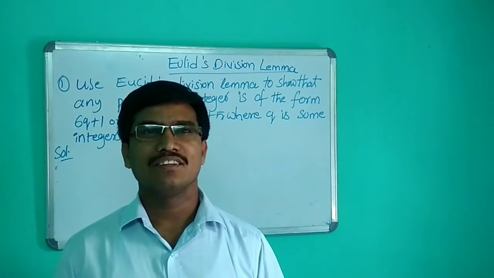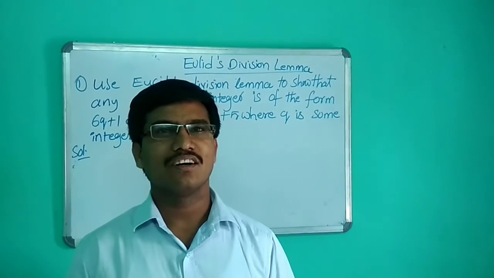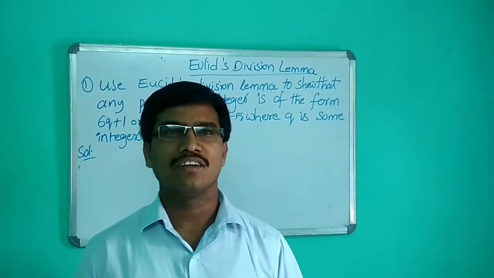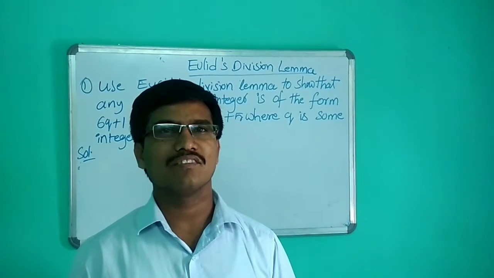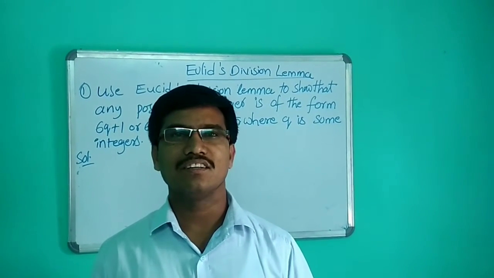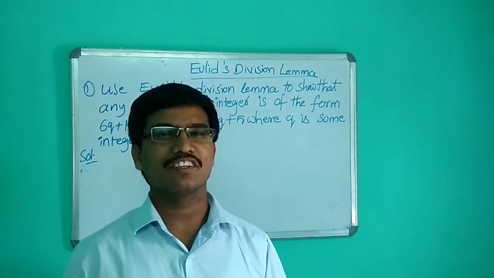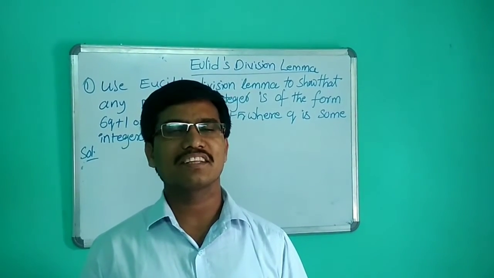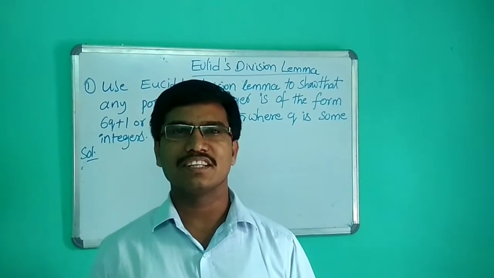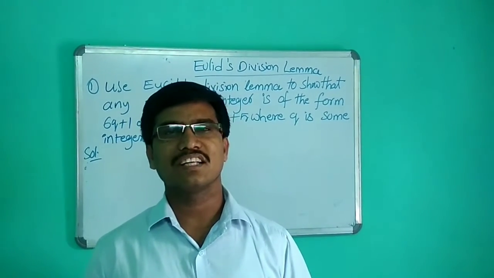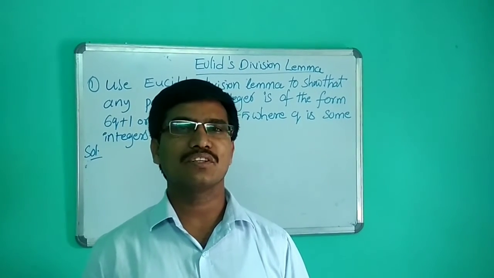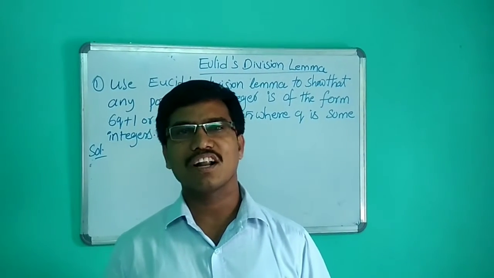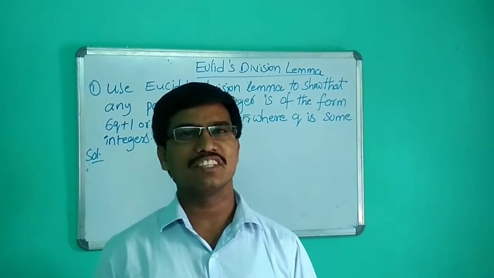Students, today's topic is how to solve problems using Euclid's division lemma. Before this topic, we discussed Euclid's division lemma. What is Euclid's division lemma? It means a and b are any positive integers. There exists a unique pair of integers q and r satisfying the conditions a = bq + r, 0 ≤ r < b. This is Euclid's division lemma.